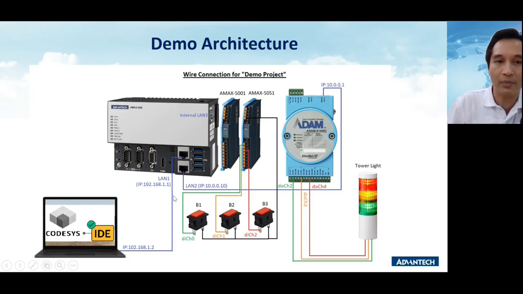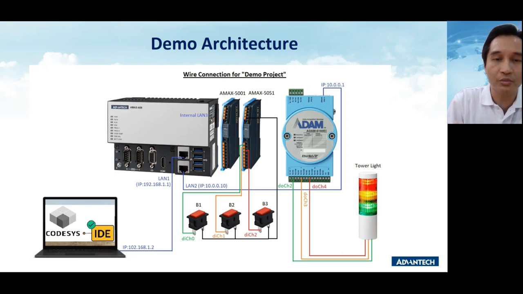I'm using two LAN ports. One LAN port is connecting to my laptop, and the other LAN port I'm connecting to this ADAM. These two IO modules will have an internal LAN. In the next step I will show what I mean: the top LAN, the internal LAN, will be there.